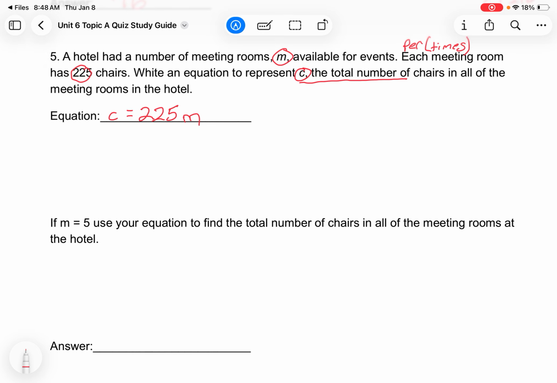Now, if M is 5, use your equation to find the total number of chairs. So we put 5 in for M. And so we do 225 times 5. Well, 5 times 5 is 25. Carry 2. 5 times 2 is 10, and 2 is 12. Carry 1. 5 times 2 is 10, and 1 is 11. And so that's 1,125 chairs. And we're done. Good luck.